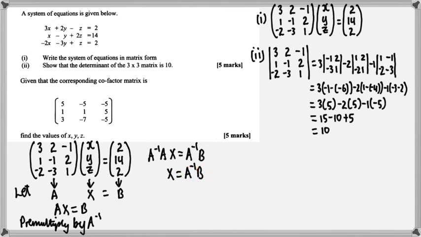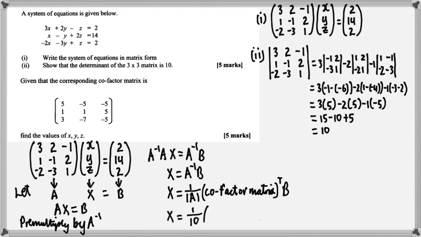That would be key. This is very important. We actually have B, but we don't have A inverse. So that's why we need to find A inverse. And A inverse is given by 1 over the determinant by the cofactor matrix transposed. And you obviously have to multiply it by B as well.